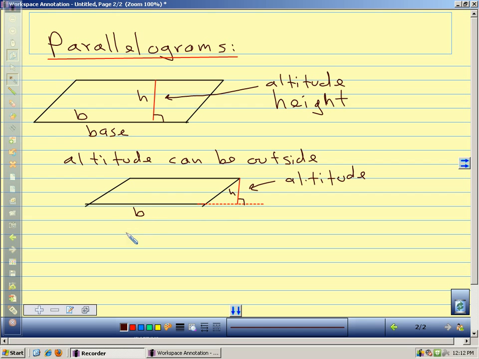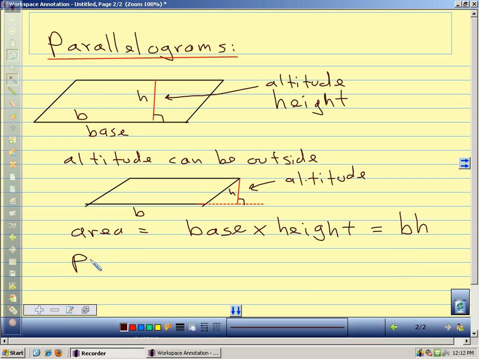Anybody have a guess to what our area of a parallelogram would be? Tim says base times height. Exactly like a rectangle. And I'm going to do a demonstration a little later why the formulas turn out the way they do, to help us see why they work out this way. And we can also write that as B times H.